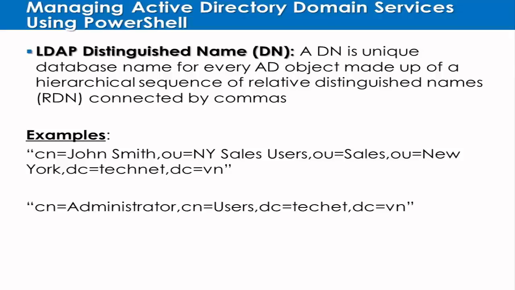So you can see that the rest of this continues the same way as the other, where we have DC equals globalmantics and DC equals local. But I just wanted to point out to you that the users container and other built-in containers are going to be represented in their distinguished name as CN, not OU.